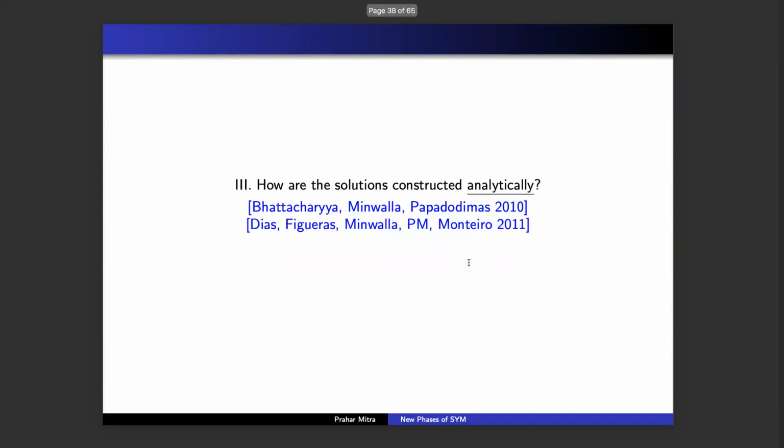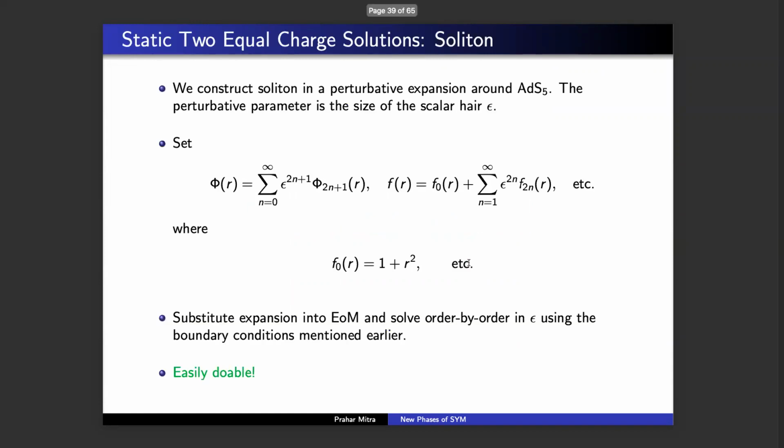Okay. So now let me just spend a little bit of time explaining how we constructed these solutions analytically, and then after that I'll tell you the supersymmetric cases. The way we do it, at least analytically, is we construct it using perturbation theory. So let me start with the soliton, not the hairy black hole, because that's actually the simple case. So we treat the soliton as a perturbation around AdS.